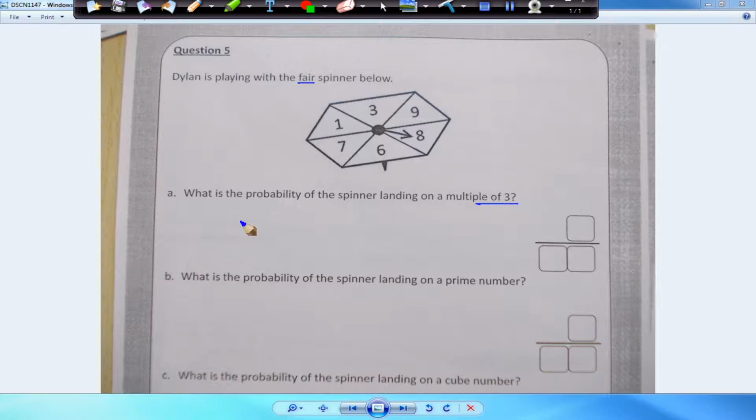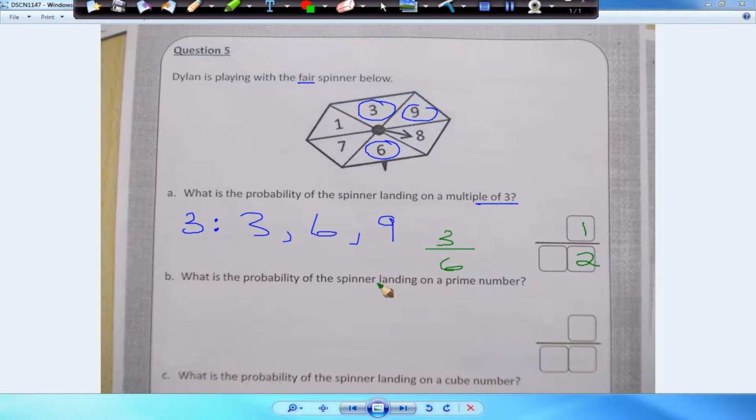Now, let's have a look. What does it mean by multiples of 3? Multiples of 3 means the 3 times table. That means a 3 or a 6 or a 9. So where's the 3? How many 3s do you have? 1. That's a 9. That's a 6. How many values do you have altogether? 6. And how many of them are multiples of 3? 3. So we've got 3 out of 6, which can be cancelled and simplified down to a half.